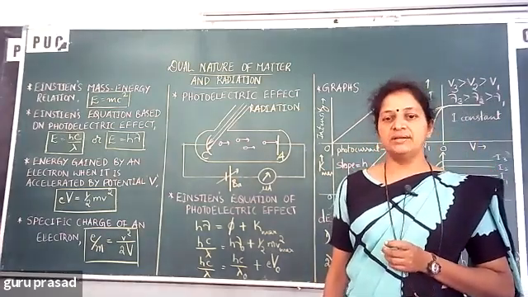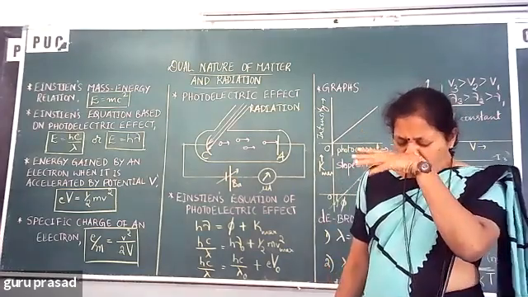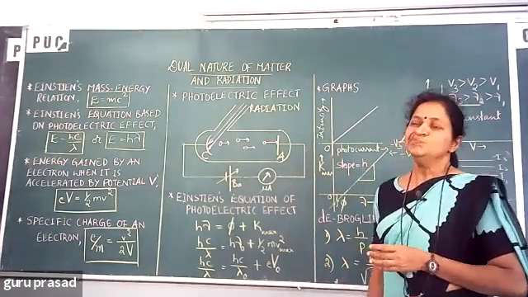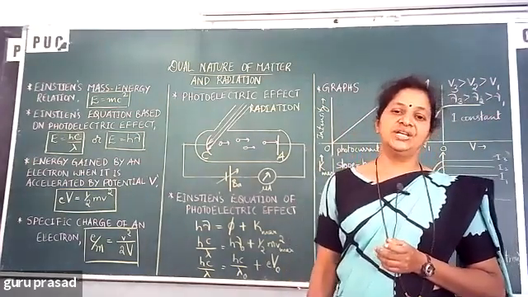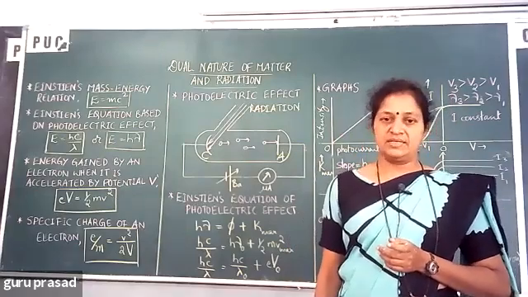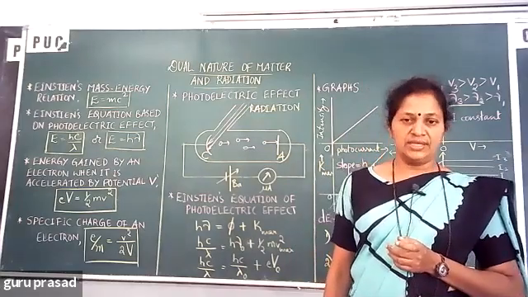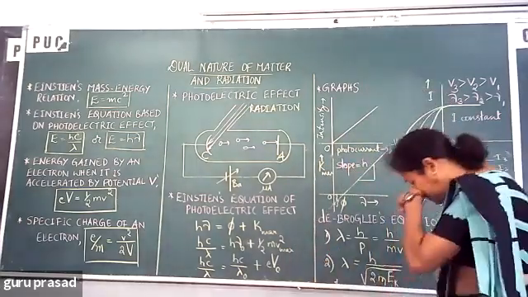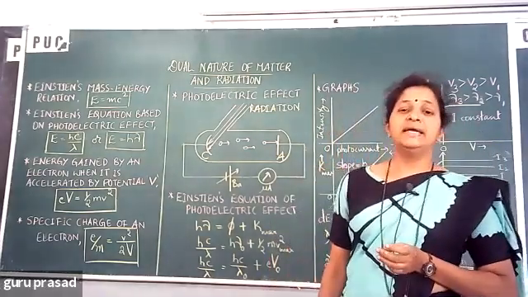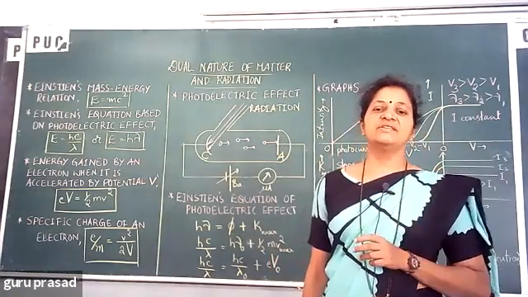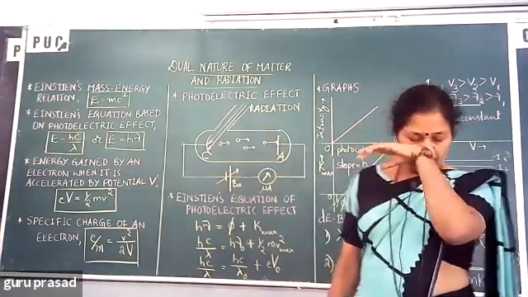You know, photo emission means emission of electrons from the metal surface when suitable radiation is incident on the metal. There are many other methods of electron emission. They are thermionic emission. Thermionic emission, you know, is by heating the metal to a sufficient value, one can get the electrons out of the metal. That is called thermionic emission.